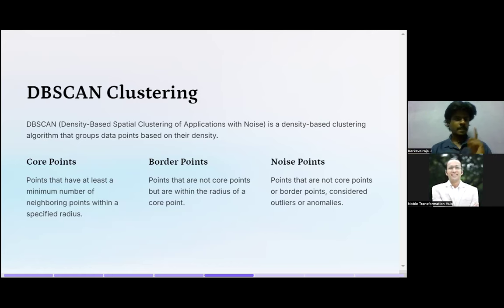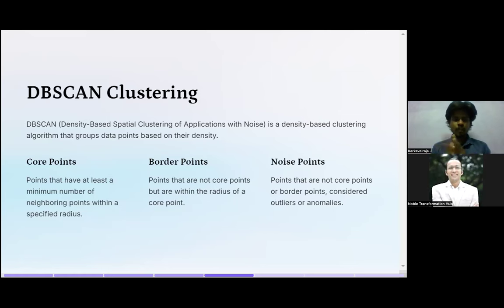Core points are points that have at least a minimum number of neighbor points within a specified radius. DBSCAN works with a minimum number of neighbors, that is, the nearest points. Consider we have a point, and in order to call it a cluster, it should have at least 5 neighbors close to it. If a point has nearly 5 points around it, then it forms a cluster. The center point is called a core point.